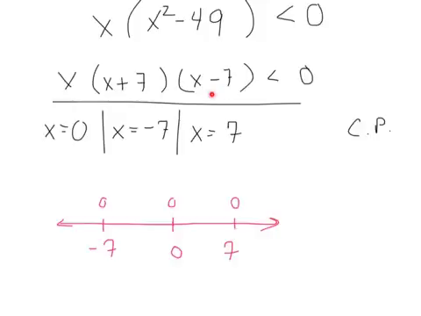Plug it into the factored form, and then just indicate whether these are positives or negatives. So if I plug negative 8 in, this becomes negative right here, because that's negative 8. Negative 8 plus 7 is negative 1, so this is also negative. Negative 8 minus 7 is negative 15, so this is also negative. A negative times a negative times a negative is negative. And therefore, this region we label as negative down here.